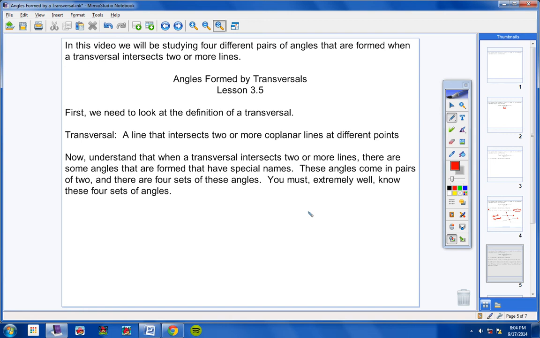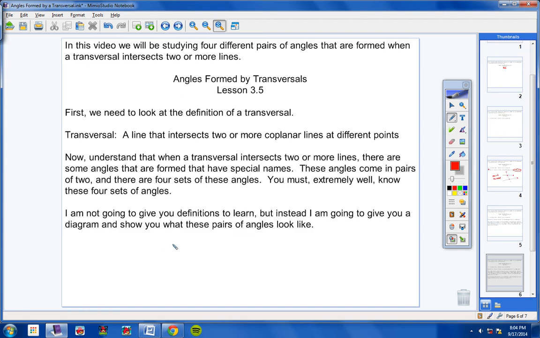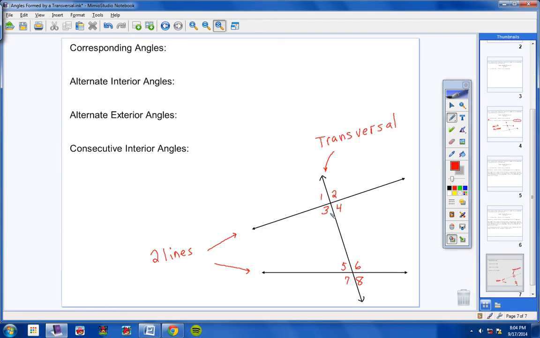So let's continue on. If I can get this thing to work, there we go. I'm not going to give you definitions to learn, like word definitions, but instead I'm going to give you a diagram and show you what these 4 pairs of angles look like. So without any more hesitation, let's go ahead and copy this in your notes, please.